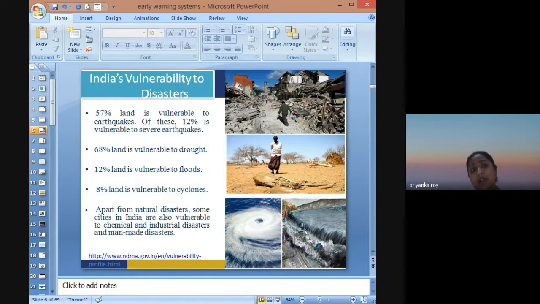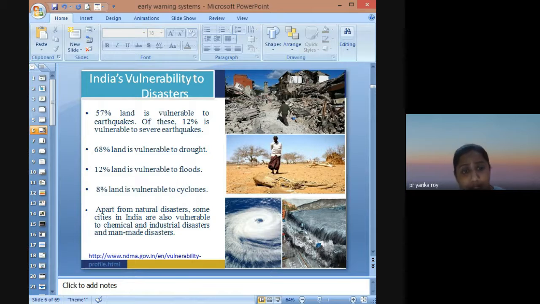India's land is very much prone to drought. Even though we have a very good network of river systems, our country is still prone to drought. Then 12% of the land of our country is prone to floods, and 8% of our land is vulnerable or prone to cyclones.